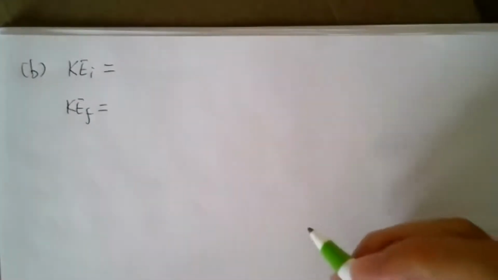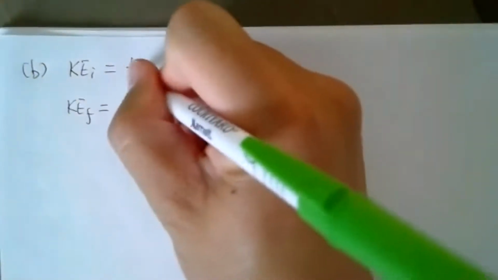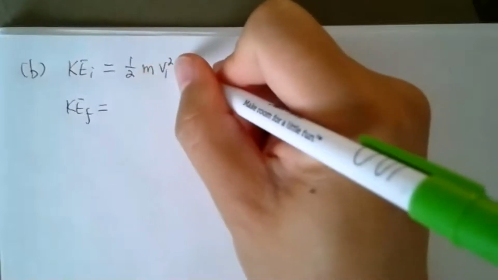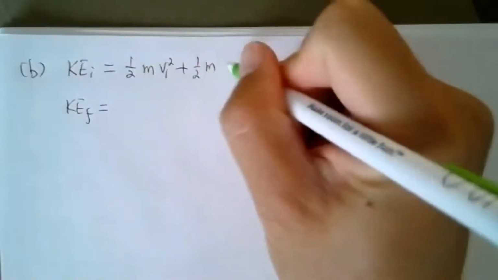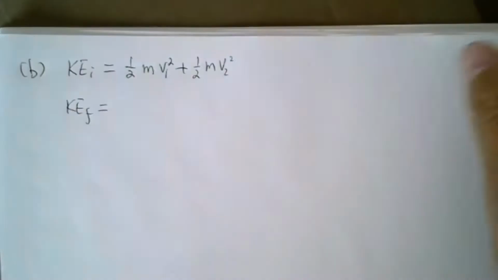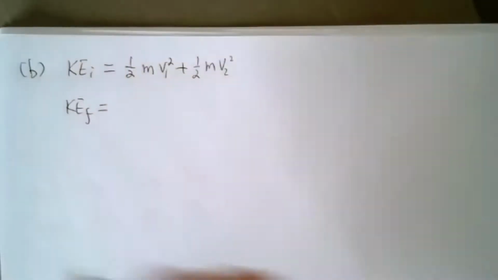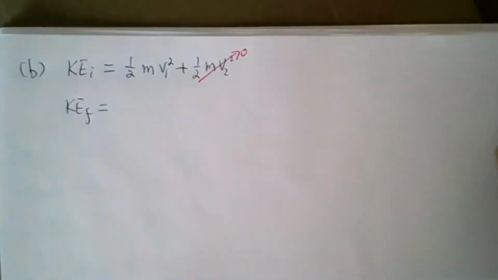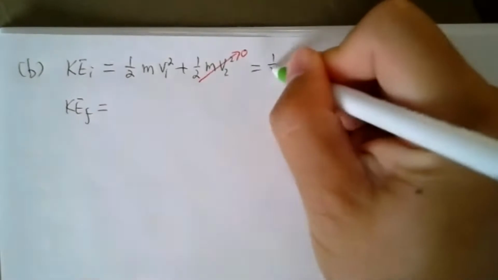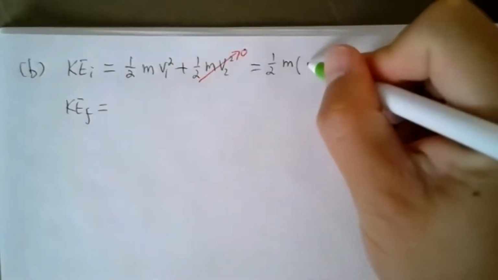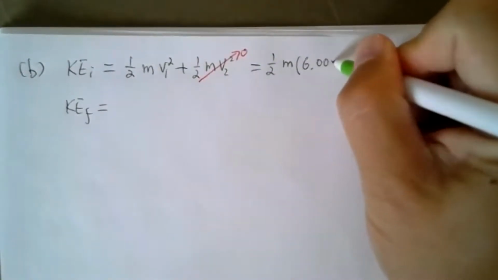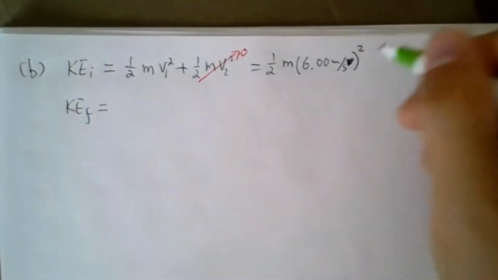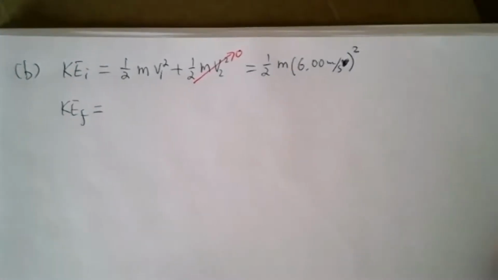All right, so the initial kinetic energy will be 1/2 m1 v1 squared, right? m1 and m2 are both m, plus 1/2 m2 v2 squared. And again, we know that initially v2 is 0, so this term is 0. And this is 1/2 the mass times the initial speed, 6.0 meters per second, squared.